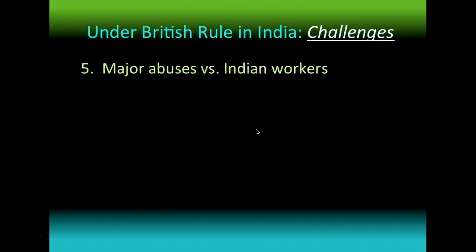Okay. A few more of the really big challenges that the British had in their rule in India. There were major abuses against Indian workers. And we're not just talking about being humiliated by British leaders. The Indians were actually physically beaten on a regular basis. They had very few rights, and the rights that they had were constantly being challenged. And the abuses against the workers started to take a toll.